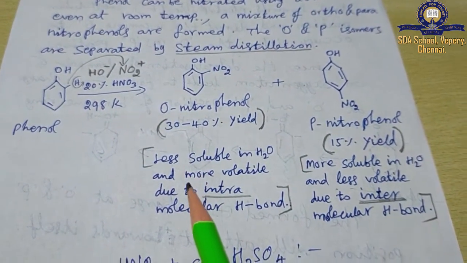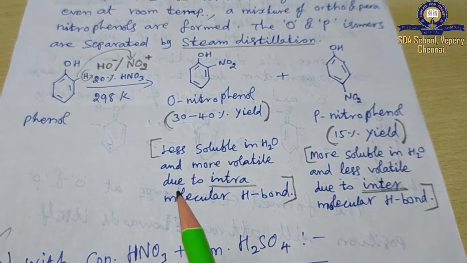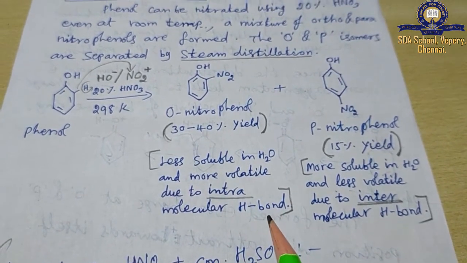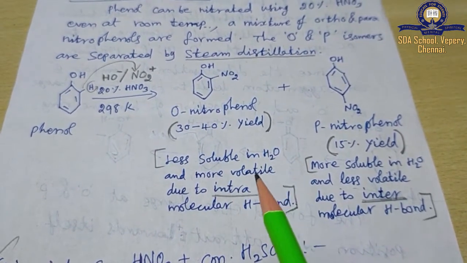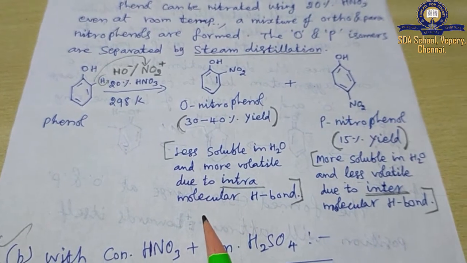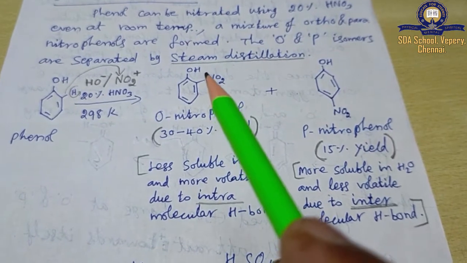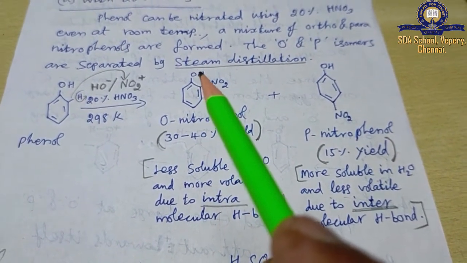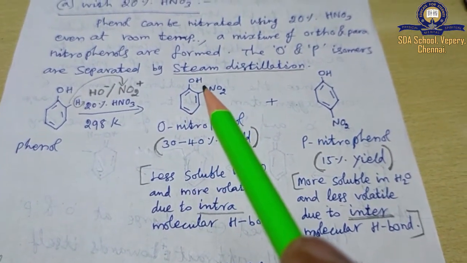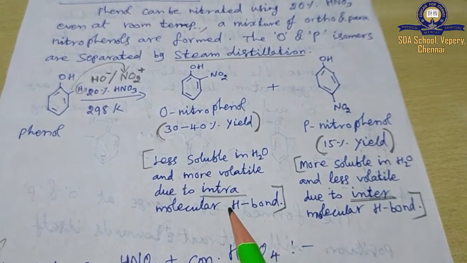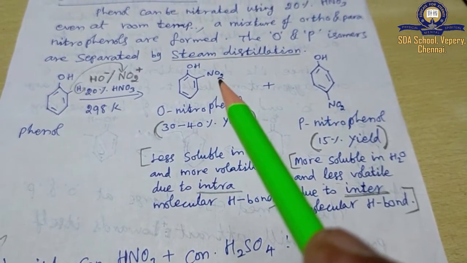Of these, the ortho isomer is less soluble in water and more volatile. This is due to intramolecular hydrogen bond. What is the reason for that? Orthonitrophenol is less soluble in water and more volatile due to intramolecular hydrogen bond. That means the hydrogen bond forms within the molecule itself. The hydrogen of the OH group interacts with the oxygen of the NO2 group. So within the molecule the hydrogen bond is formed, which is referred to as intramolecular hydrogen bond. Due to the intramolecular hydrogen bond, this compound is less soluble and more volatile.